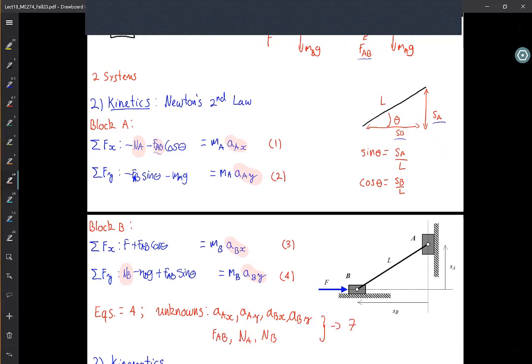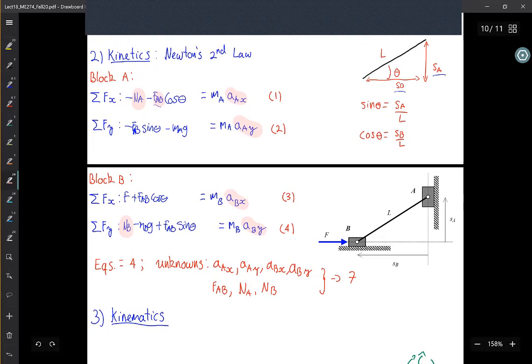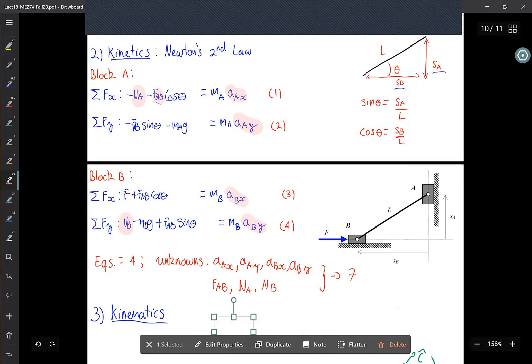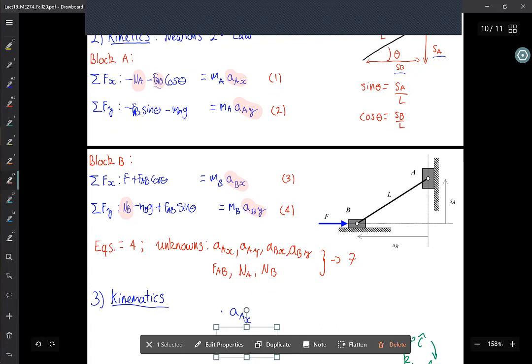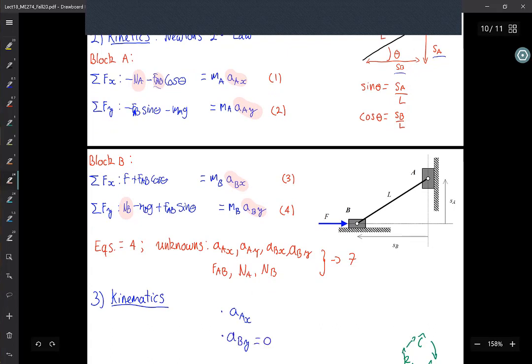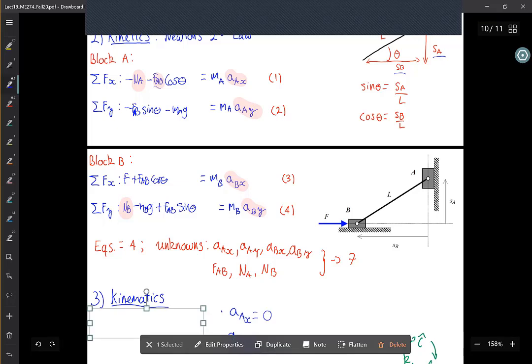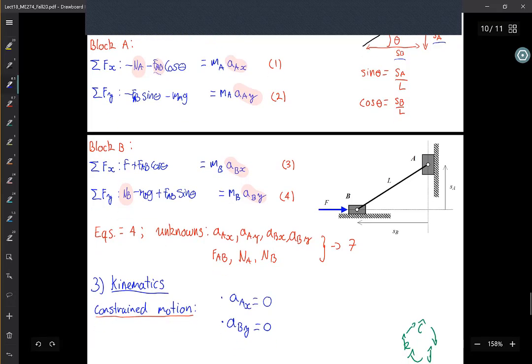So we need to find 3 kinematic conditions. Now, 2 of them we can find in 30 seconds. What do we know of the kinematics of this problem that is super straightforward? Exactly. The x acceleration of block A is equal to 0, and the y acceleration of block B is equal to 0. They are constrained to their axis.